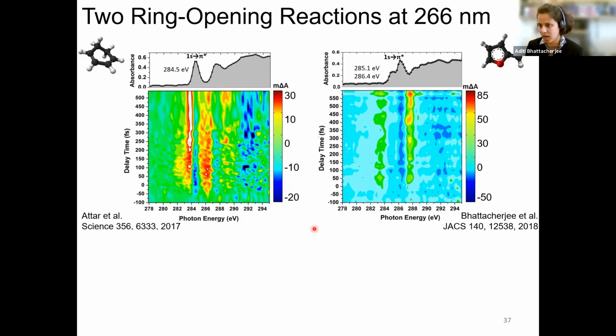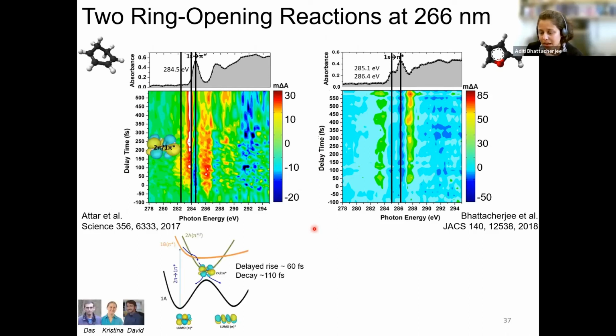So what you see right away is depletion of the parent peaks, the 1s pi star resonance in both species. And this is because we are photochemically exciting the molecule. On the left, we had a close line 1s pi star resonance in cyclohexadiene at 284.2 electron volts. That was very similar in spectrum-wise to the cyclohexadiene molecule.